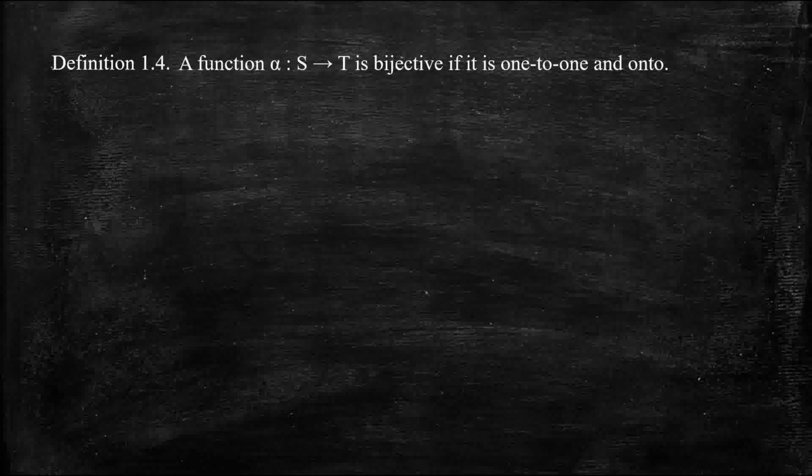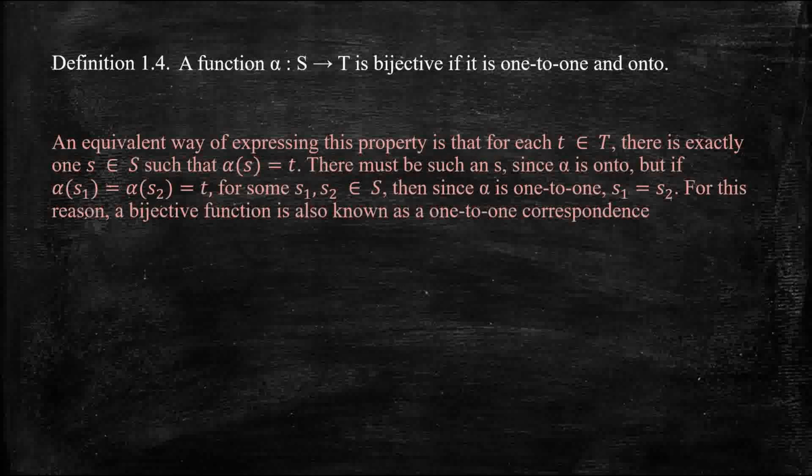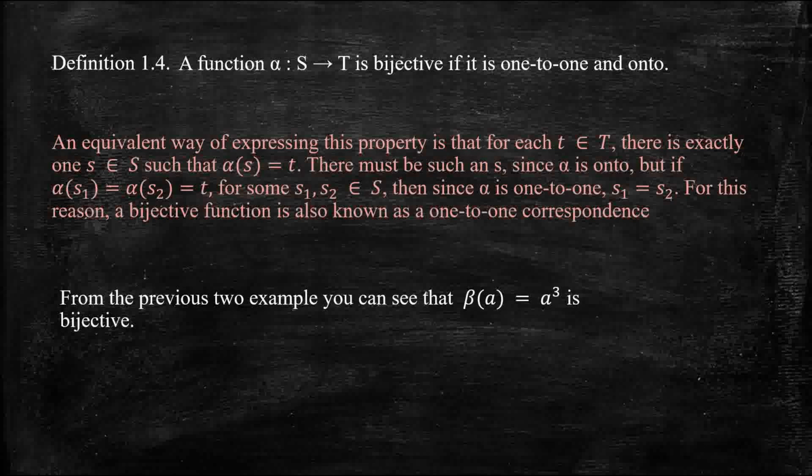And now, a function is bijective if it is injective and surjective. You saw in the previous examples that beta is both injective and surjective, so it is bijective.